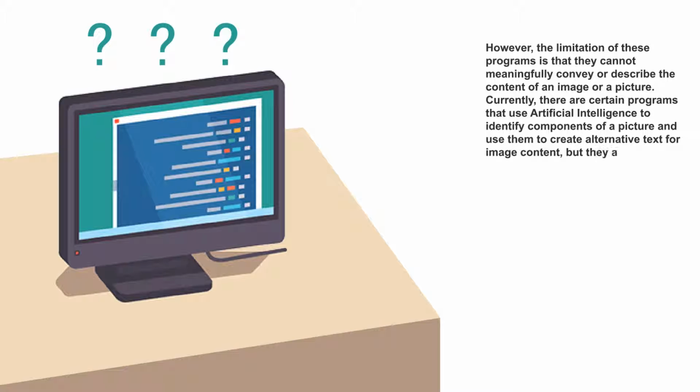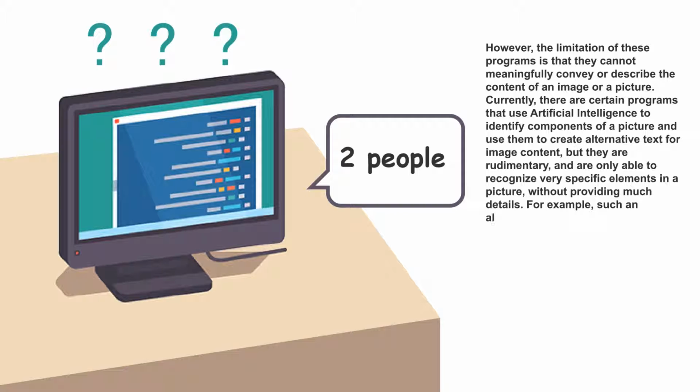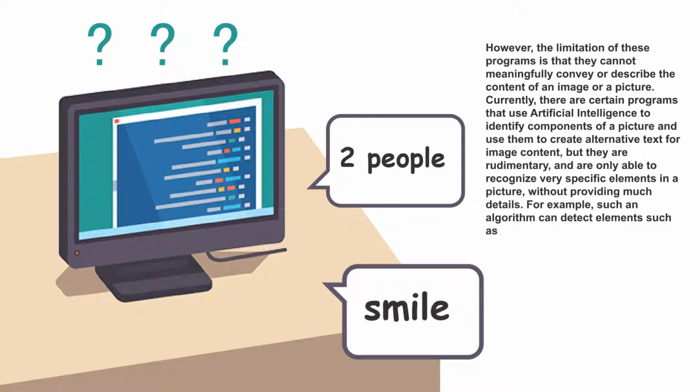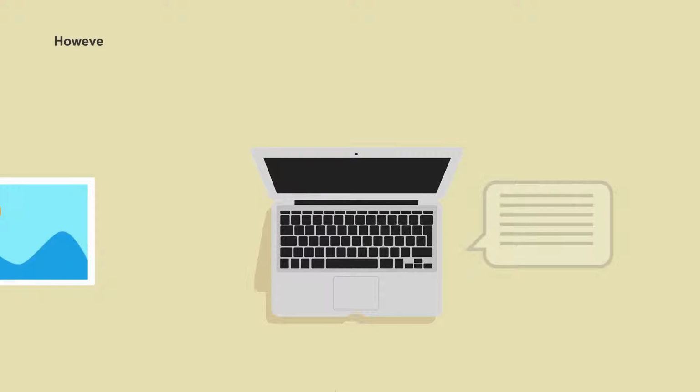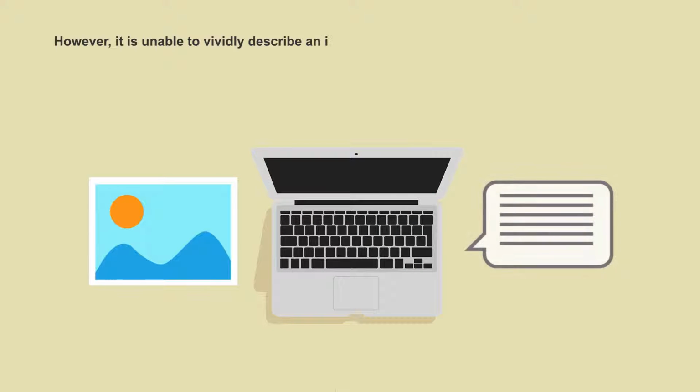But they are rudimentary and are only able to recognize very specific elements in a picture without providing much detail. For example, such an algorithm can detect elements such as 2 people, smiling, sun, etc. However, it's unable to vividly describe an image in the way a person comprehends an image.